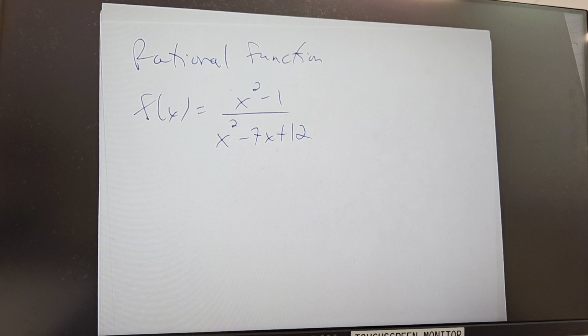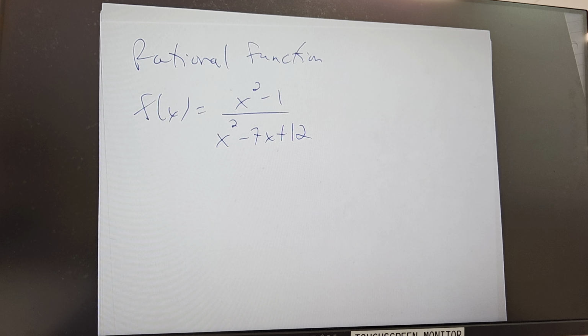If I said what's the domain, it would be x can't be 4, x can't be 3. If I say where are the vertical asymptotes, that's the line x equals 4 and the line x equals 3. If you just say 4 and 3, that's wrong. I don't know what that means. What does x equals 4 mean? Okay, that's a vertical line.